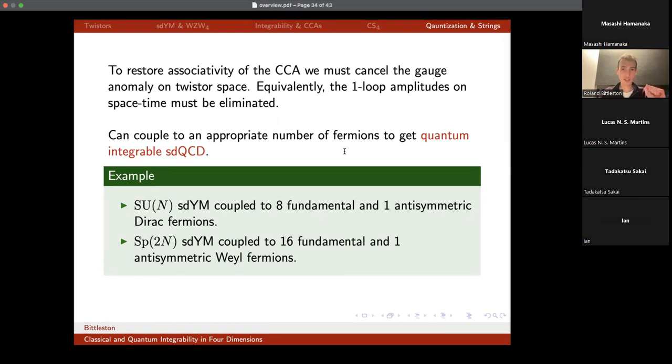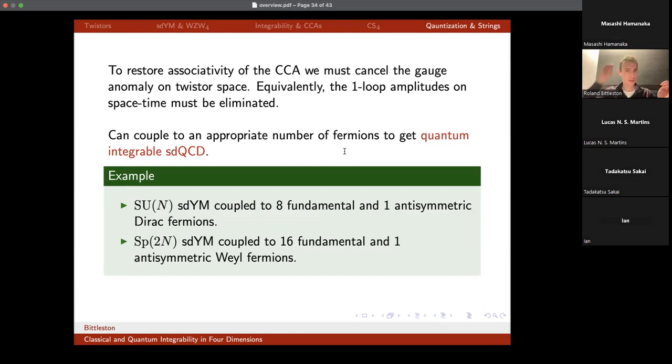So there are a couple of obvious ways to do this in self-dual Yang-Mills. That's because self-dual Yang-Mills, as I said, is one-loop exact. So there's nothing that can go wrong at higher loops. So it's much easier to work in self-dual Yang-Mills. This is the only thing we need to concern ourselves with. The simplest way, actually the simplest way, is just to couple to enough fermions that it cancels the anomaly by running through the loop. That gives you what I call quantum integrable self-dual quantum chromodynamics.